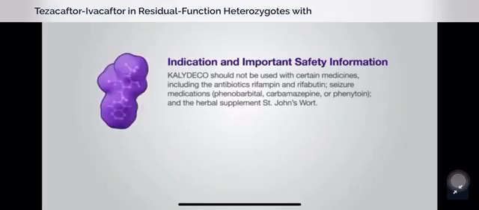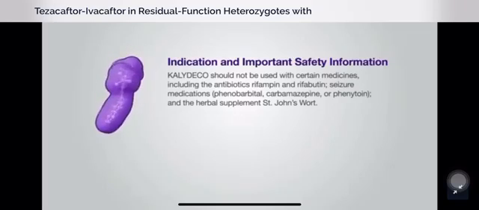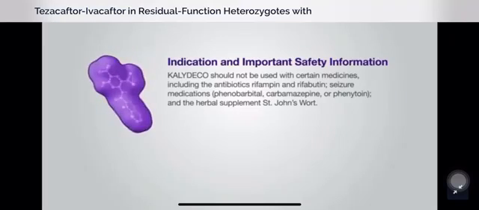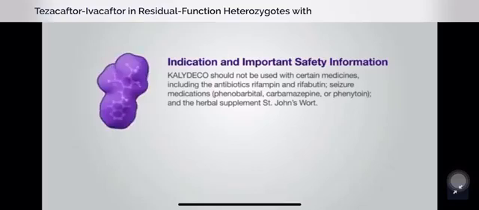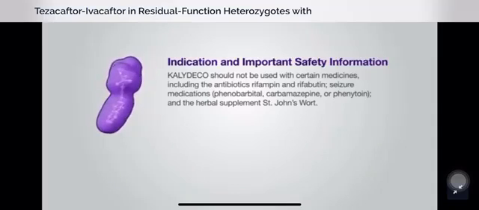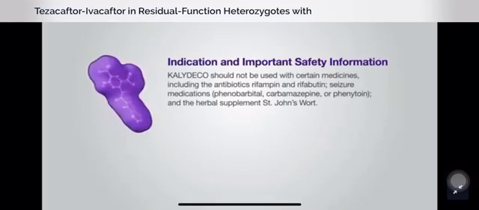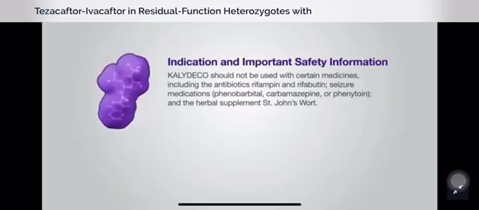Kalydeco should not be used with certain medicines, including the antibiotics rifampin and rifabutin, seizure medications, phenobarbital, carbamazepine, or phenytoin, and the herbal supplement St. John's wort.